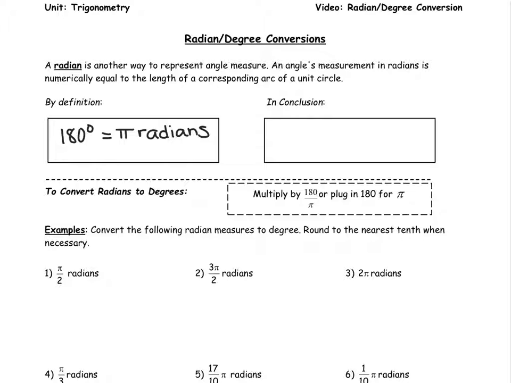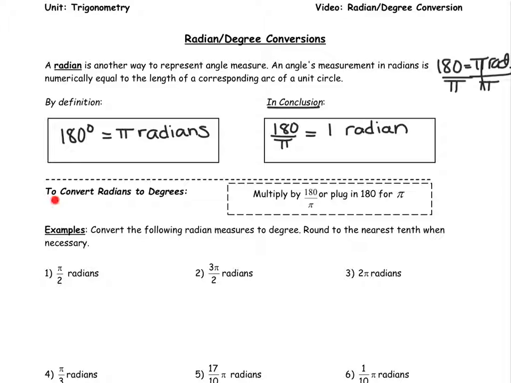Now, there's a conclusion that can be drawn from this. So let's write here 180 equals pi radians. We could divide by pi if we'd like. By doing so, we conclude that 180 over pi is equal to 1 radian. We're mainly going to use this fact, but this is helpful as well.